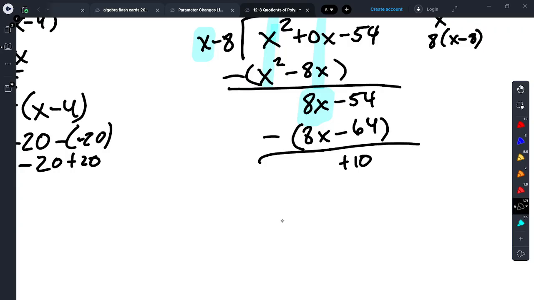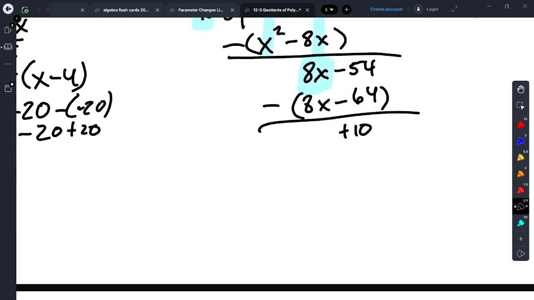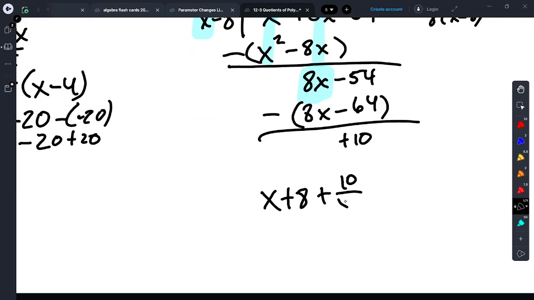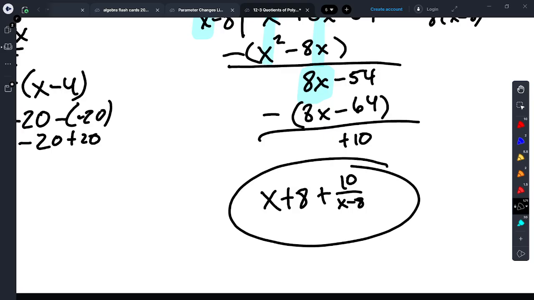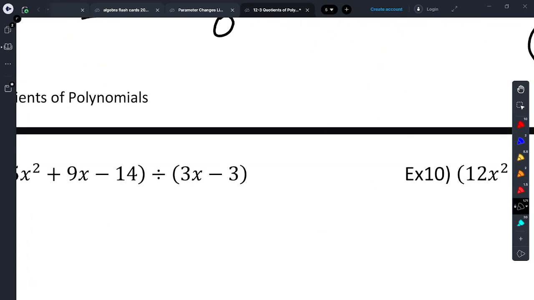So what's my final answer? X plus 8 plus 10 over x minus 8. And that's my final answer. And it looks like an impressive answer. It looks like you're good at math answer. That hard? All right.